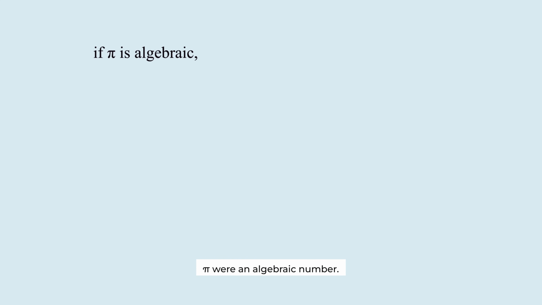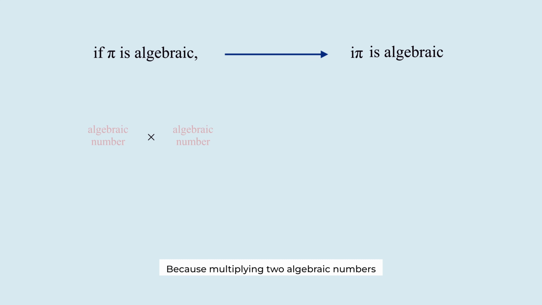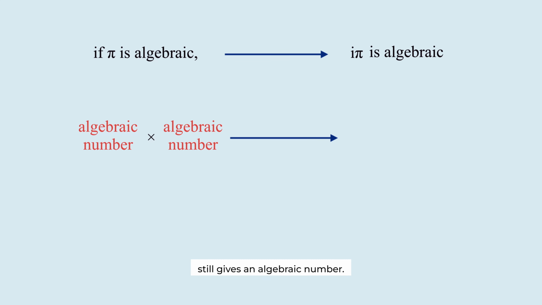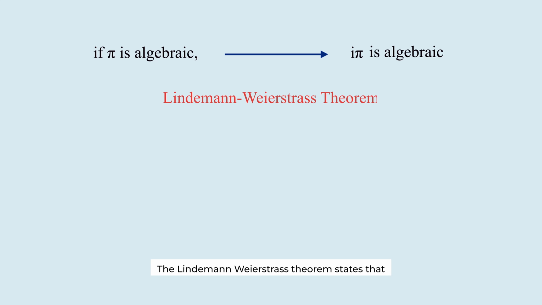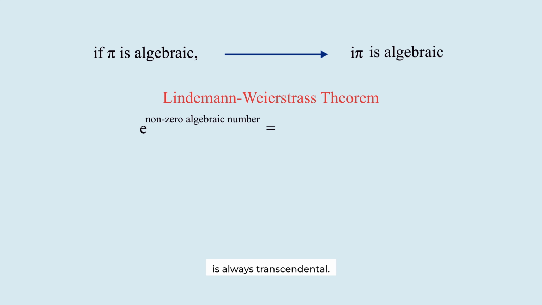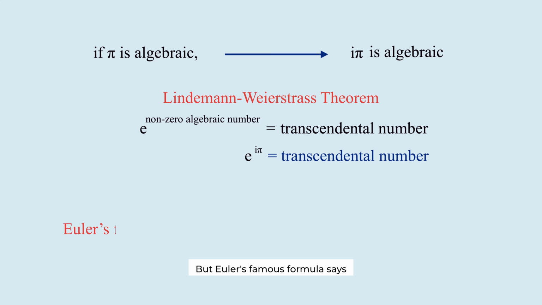Assume that pi were an algebraic number. Then i times pi would also be algebraic, because multiplying two algebraic numbers still gives an algebraic number. But here's the twist. The Lindemann-Weierstrass theorem states that e to the power of any non-zero algebraic number is always transcendental. So e to the power of i pi must be transcendental. But Euler's famous formula says e to the power of i pi equals -1.